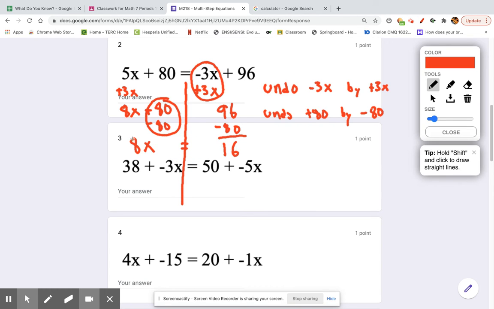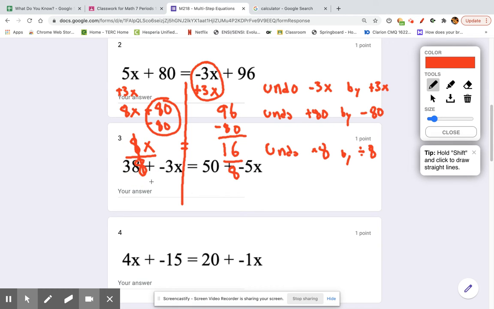All right, now we have this 8 being multiplied by the x. So we need to undo multiplying by 8 by dividing by 8. So we're going to do that to both sides. We're going to divide both sides by 8, just make it into a fraction. 8 divided by 8 is 1.